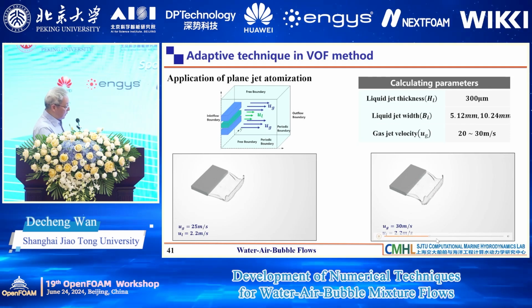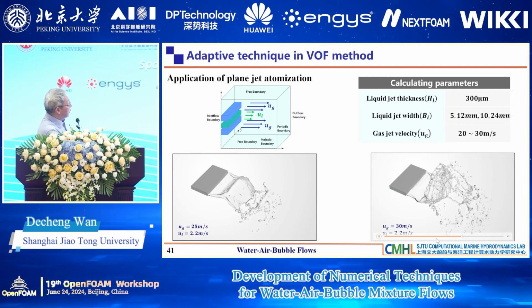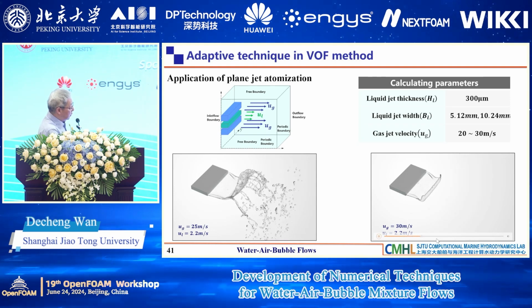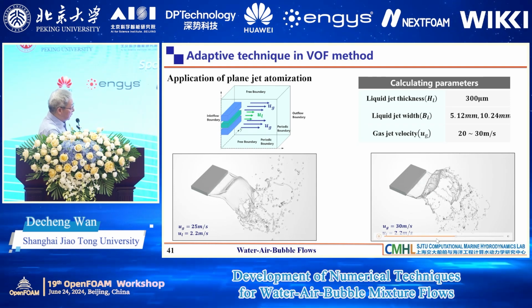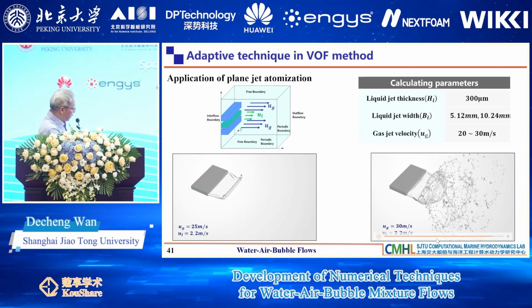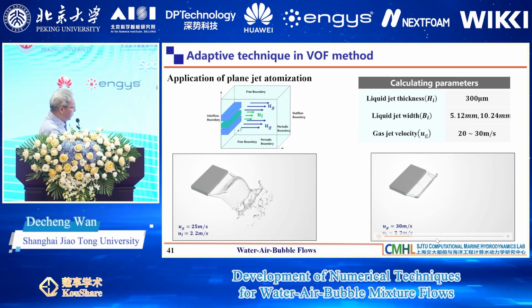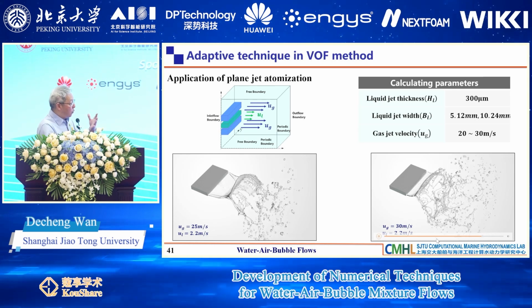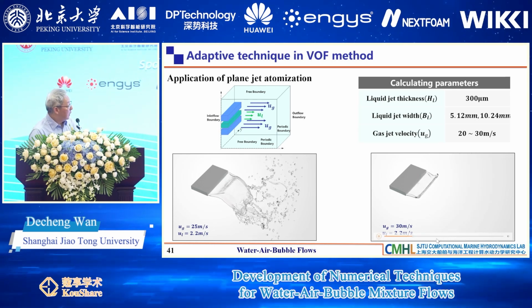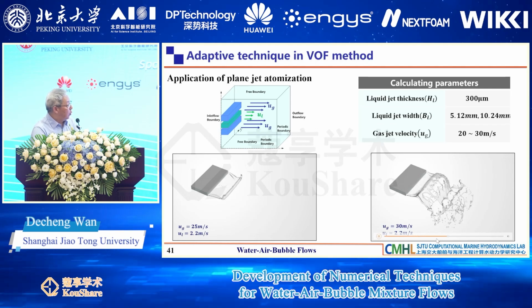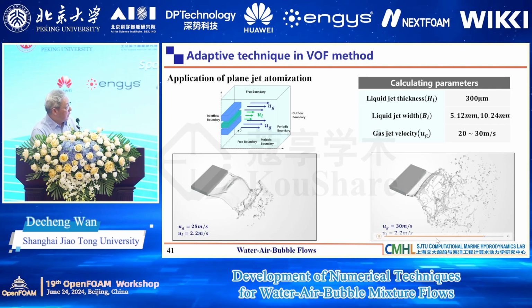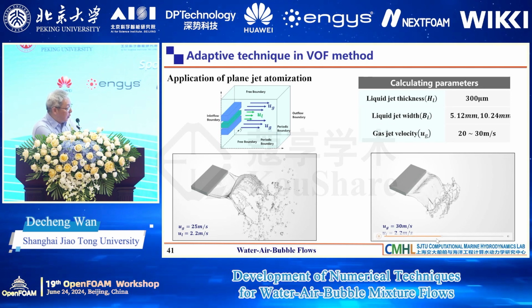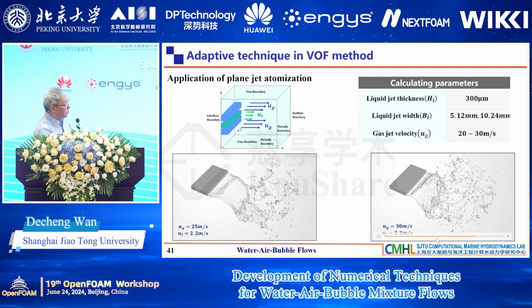Here is another example, the jet flow. You see this is one jet going into the water. Then you can see a lot of bubbles and the jet flow entraining. When the jet velocity is 25, and this is 30, this is more serious. You can see that we can get a wider jet flow. If you don't use this adaptive technique, then it's very hard to capture this small jet flow and also the bubbles.